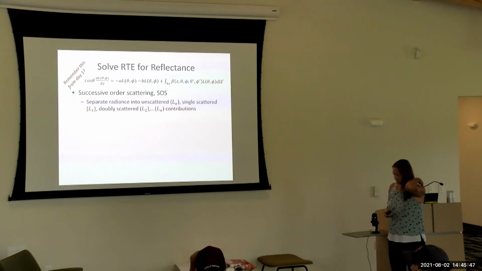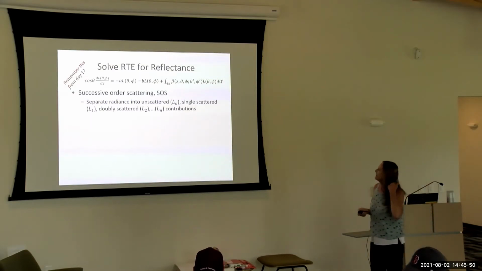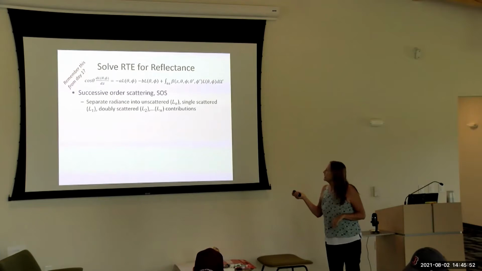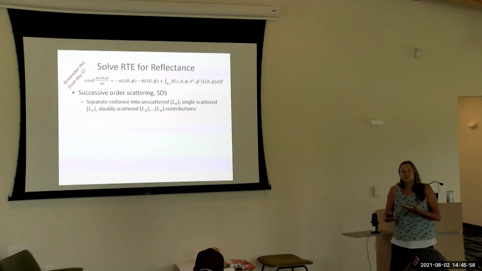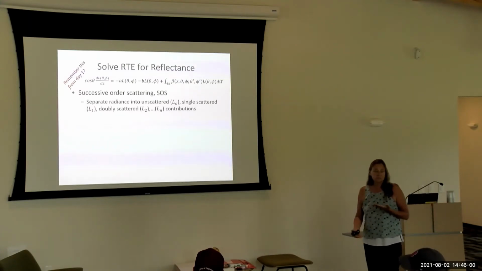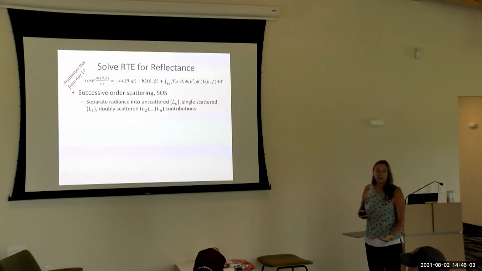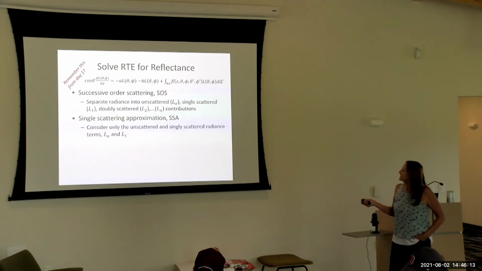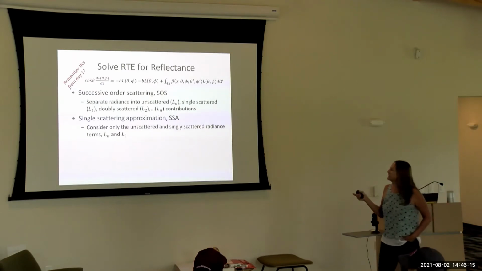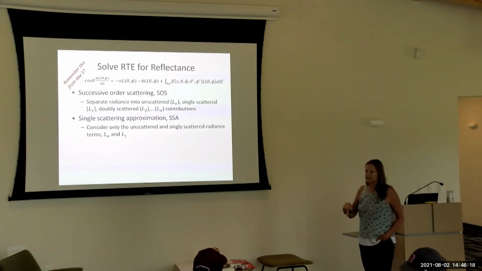All right, so one approximation is called successive order scattering, where you take this equation and separate the radiance, for each depth, into radiance that hasn't been scattered, radiance that has been scattered once, scattered twice, scattered n times. So you have n equations. Then you can use the next approximation, the single scattering approximation, which says that we're only going to consider the light that is unscattered or scattered once. So we're just going to take the first two terms.